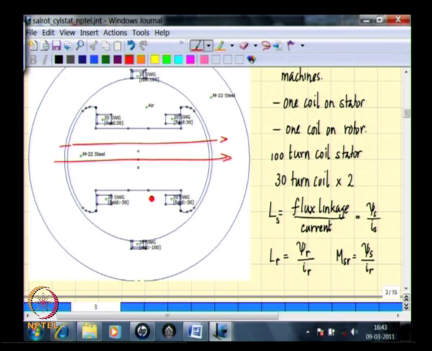At the same time, let us also look at another situation where the rotor is not along this horizontal direction, but imagine a situation where the rotor has rotated by 90 degrees and therefore this pole face occurs here and this pole face occurs here.